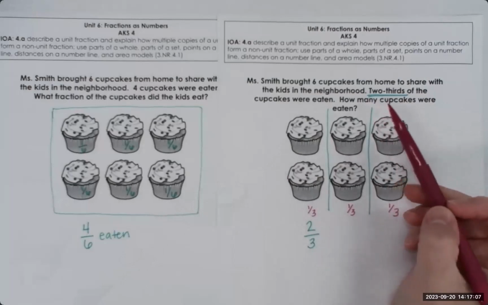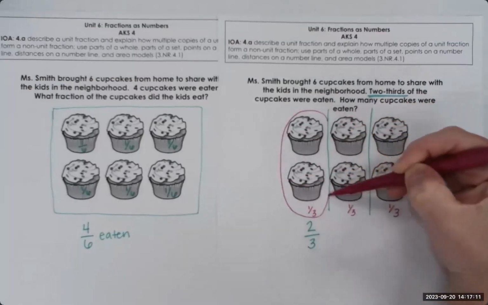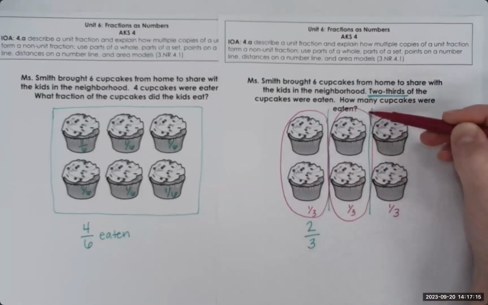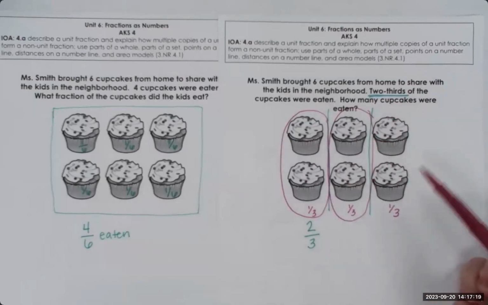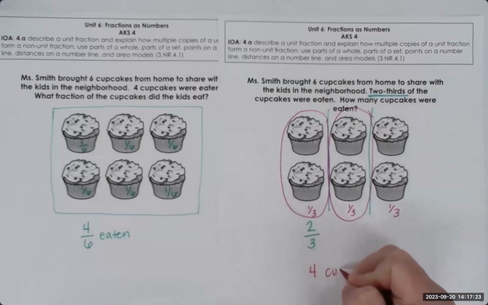If I want to show that 2/3 of the cupcakes were eaten, I'm talking about this group and this group. I have circled my 2/3 of my set. So how many of the cupcakes were eaten? 4 cupcakes were eaten.